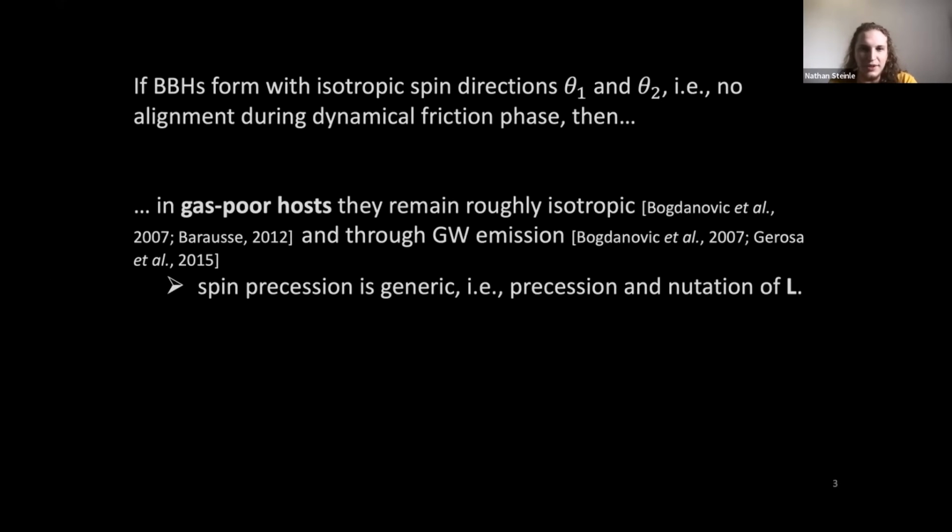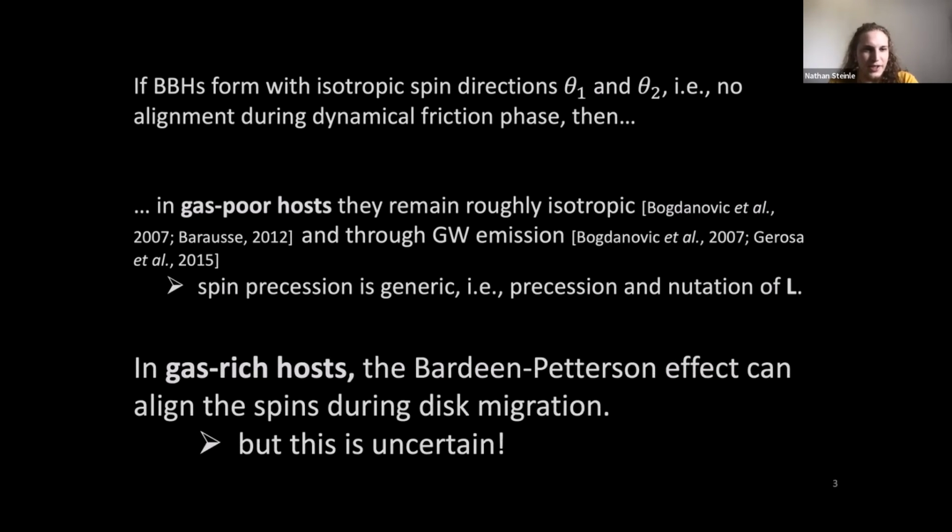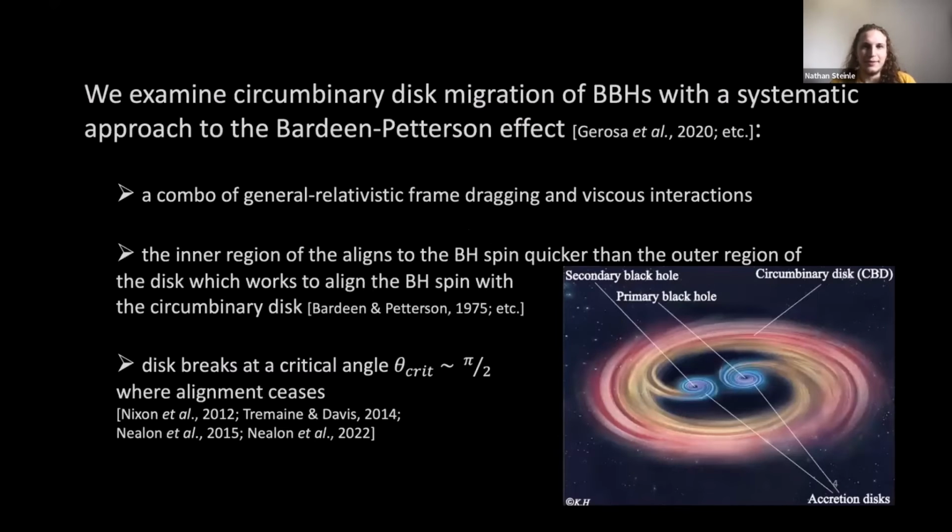And so that's kind of simpler than the other case, in which the binary evolves in a gas-rich host, in which case the Bardeen-Petterson effect can align the spins during the disk migration phase, but the amount of alignment is very uncertain, and this is going to be the main subject of this study.